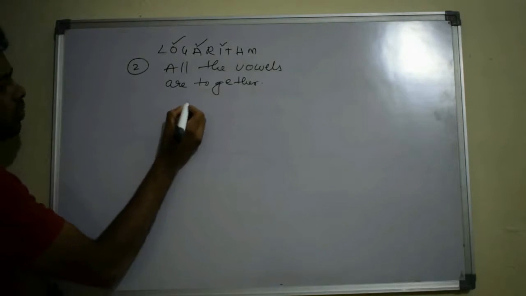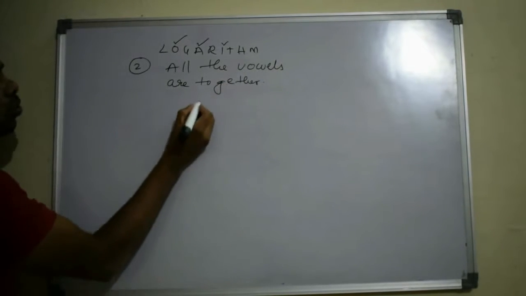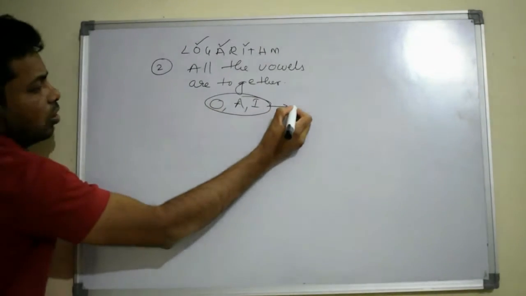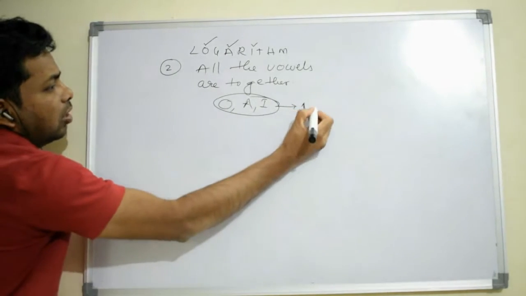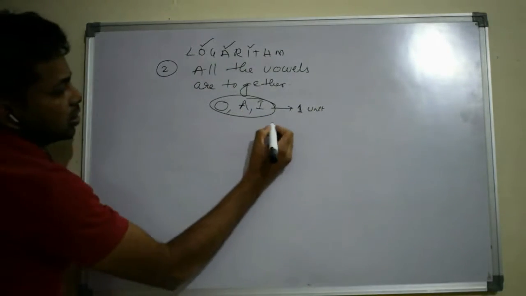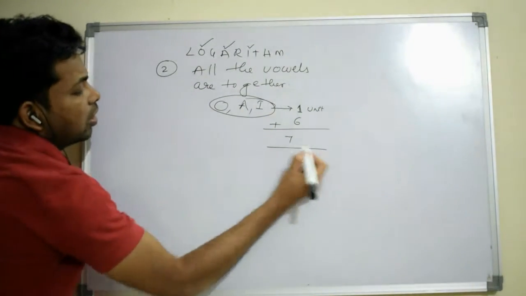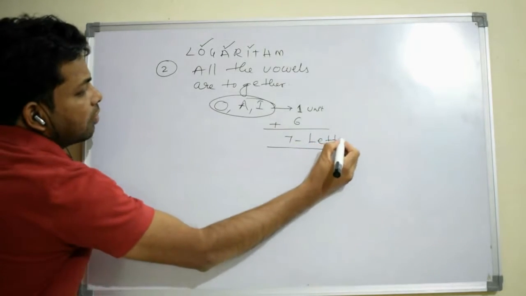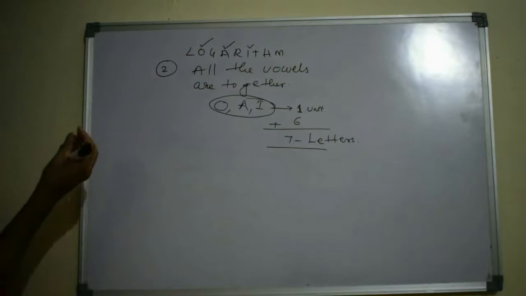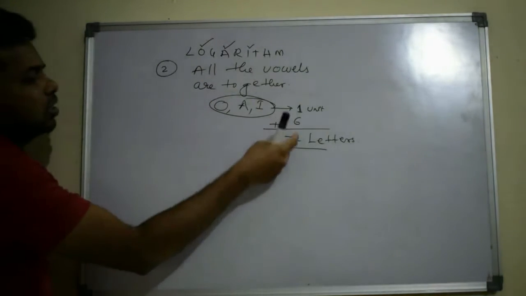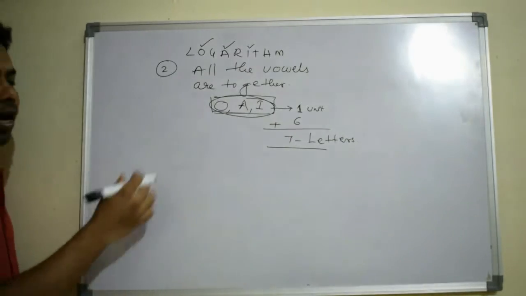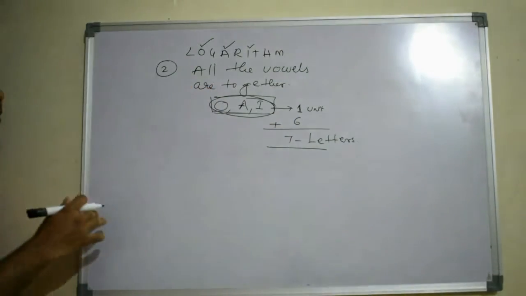Treating one means whatever objects you want to make together, this O and this A and this I, I'll suppose as one letter or one unit. How many letters remaining now? Six letters, six consonants. So 6 plus 1, so 7. Now consider that you have only 7 letters. Indirectly we are taking those 3 letters as one letter. So remaining 6, totally 7. Suppose O, A, I is packed together as one unit, and these 6 consonants, 6 plus 1, totally we have 7.